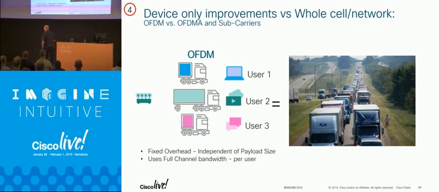So OFDM, every packet that goes has got to have framing around it. What happens? Well, just like going home at rush hour, I got $10 worth of traffic on a $5 highway. We're all going to sit here for a while, right?